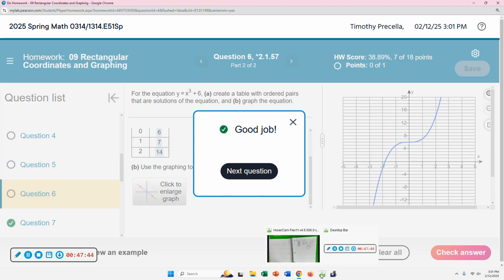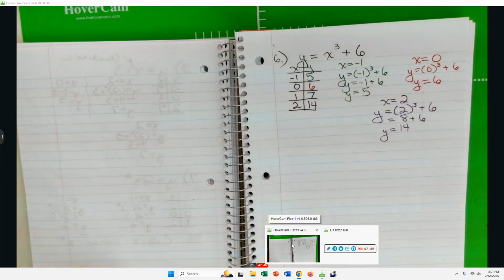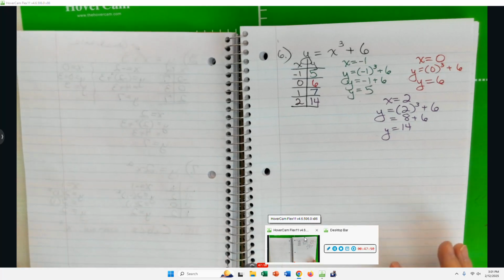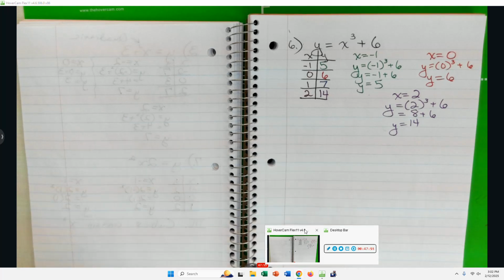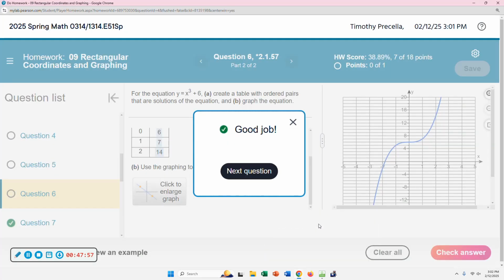Any questions there? But you've got to know what you're graphing in order to use the correct tool. So there's a lot of thought work going on here.